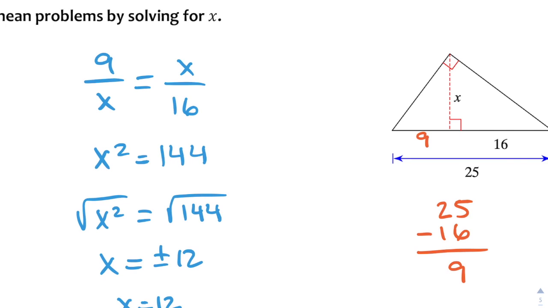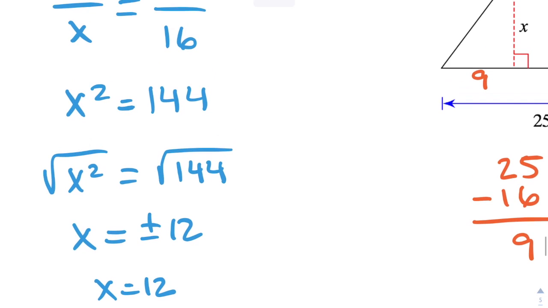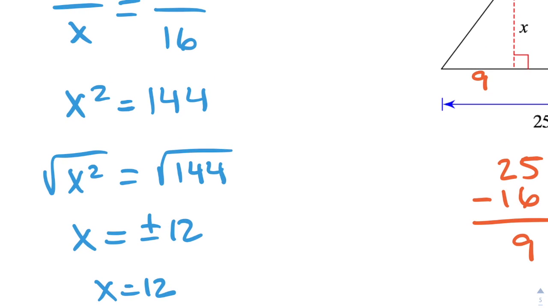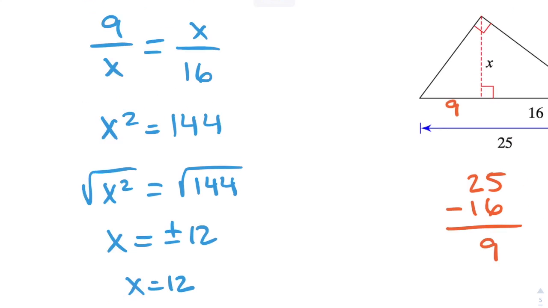Whenever we have an equation, a little hint here, a little math fact, equations allow for two results, both a positive and negative result for square roots. Find the square root, you get plus or minus 12, but it can only be a positive value because it is a distance, so x has to be 12.